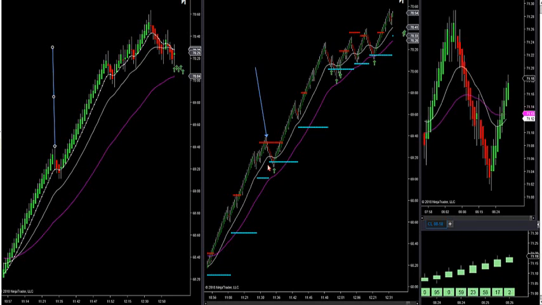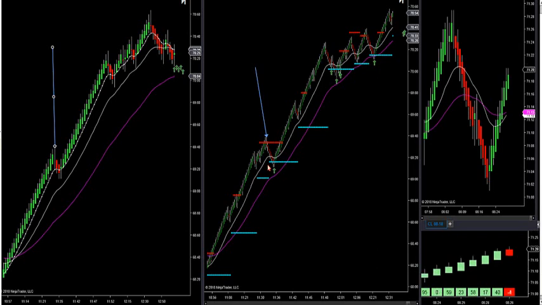At 20, the market exploded for over 140 ticks. $1,400 per one contract, risking only $130 per one contract, and that's it. So we got the move up. We had the move up here. Then we come to symmetry again.